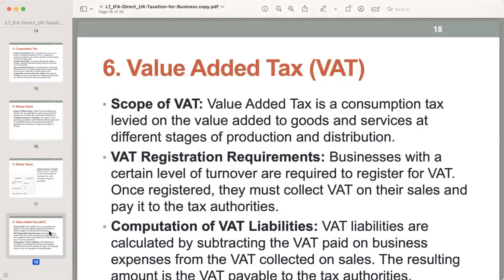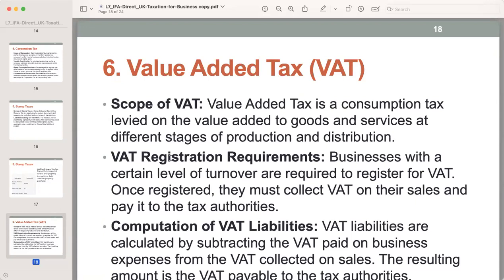Value added tax. Can anybody explain VAT or value added tax? Okay, scope of VAT. Value added tax is a consumption tax levied on the value added to goods and services at different stages of production and distribution.